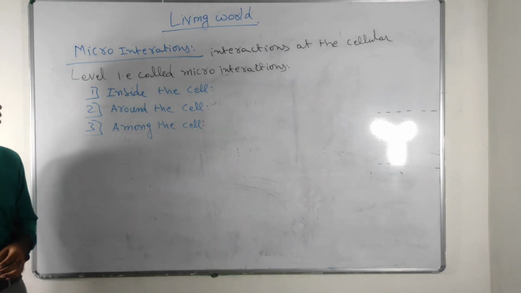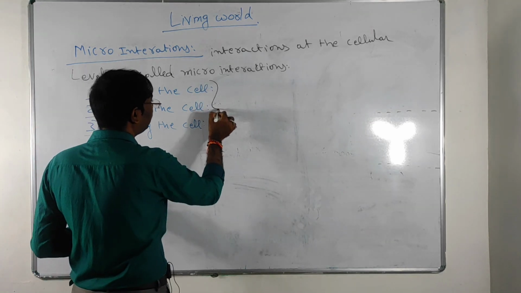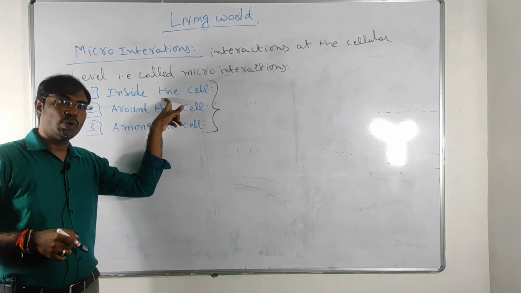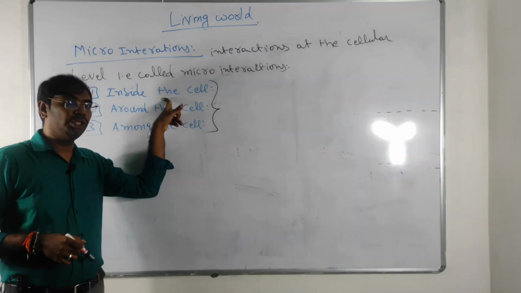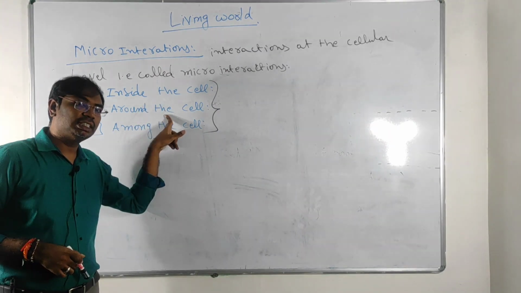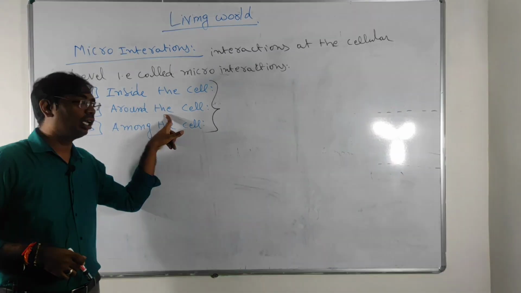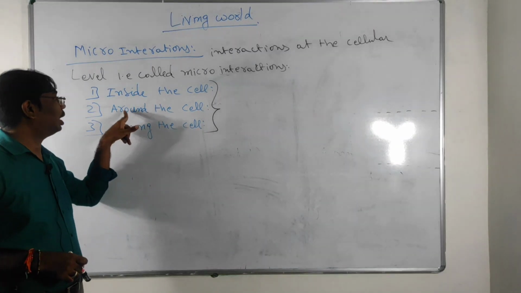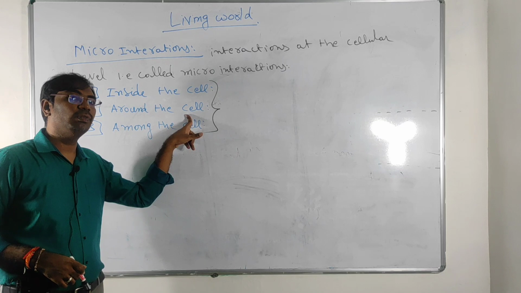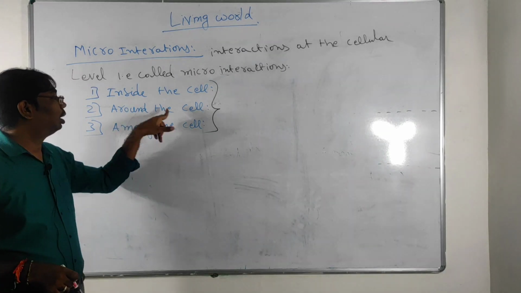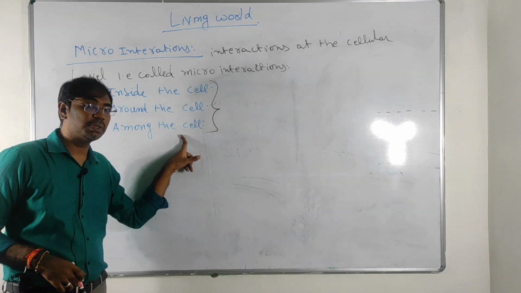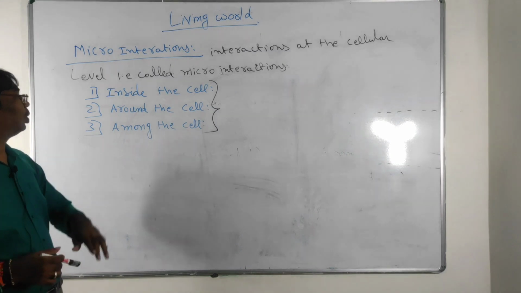So what is the benefit of these micro interactions? So these 3 kinds of interactions. Some interactions are present inside the cell, means some molecules or biomolecules interact with each other inside the cell, and in some cases the interaction between the cell and the surrounding environment of the cell, that is called around the cell. Like the interaction between the cell and the surrounding fluid of the cell, that is called around the cell, and another one is called among the cells. Among the cells means the interactions present between the cells.